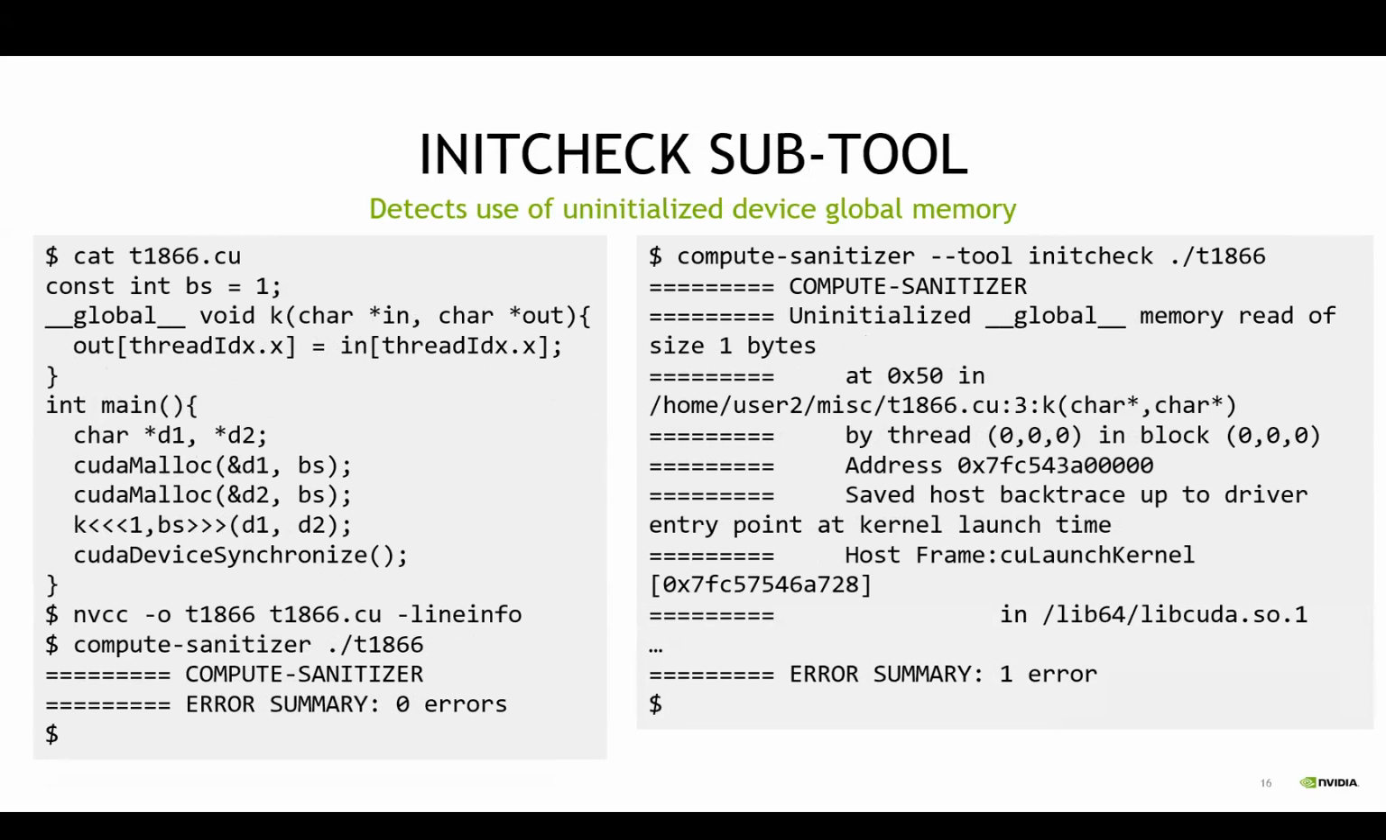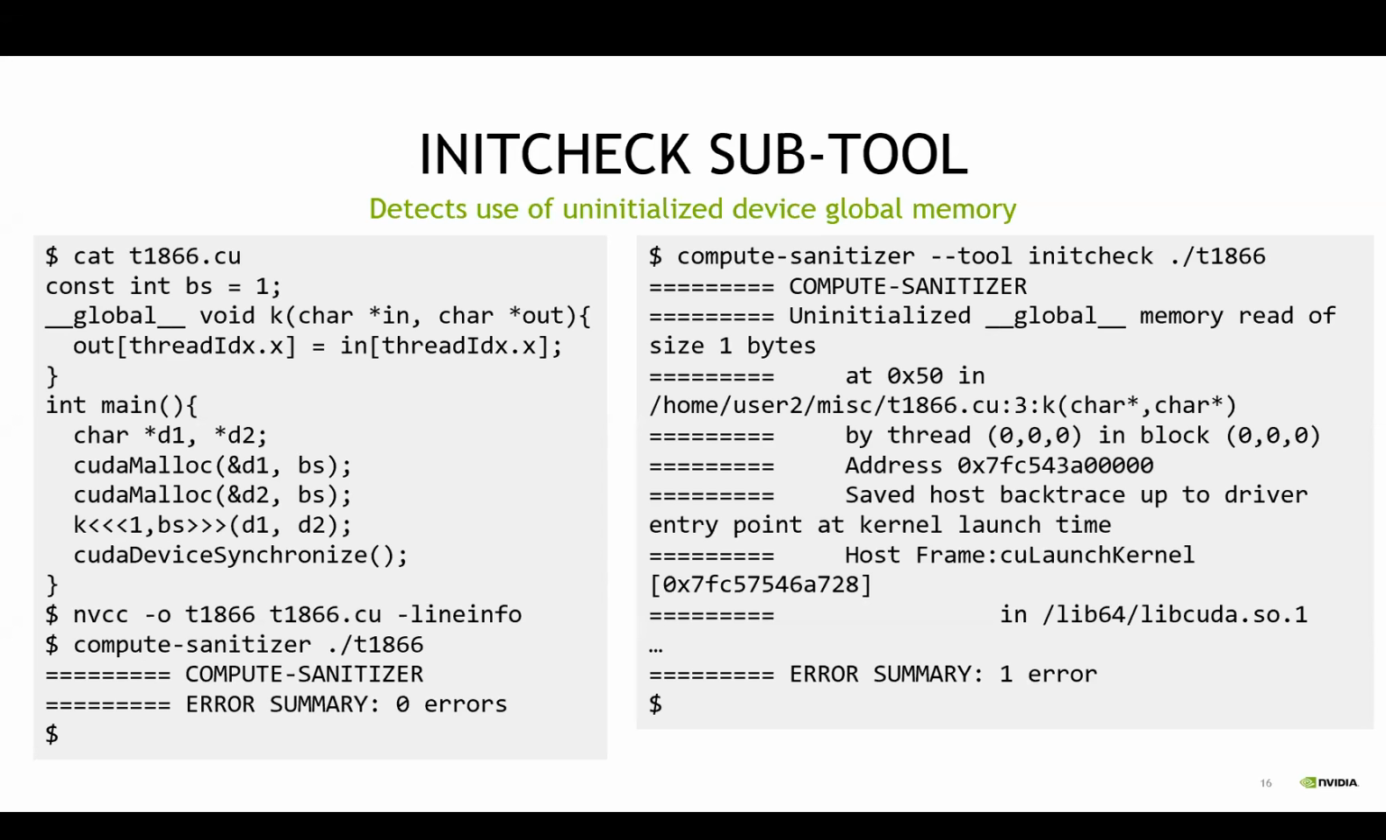And on the left-hand side, we see an example of code that does exactly this. It's simply copying things from location in to location out. I did a cudaMalloc on my in location, that's d1, and my out location, that's d2. But I never initialized anything associated with the d1 pointer. I simply ran the kernel and copied from in to out. And so the initcheck tool, when I run it, as you see on the right-hand side, will report a problem with that usage, specifically in line 3.